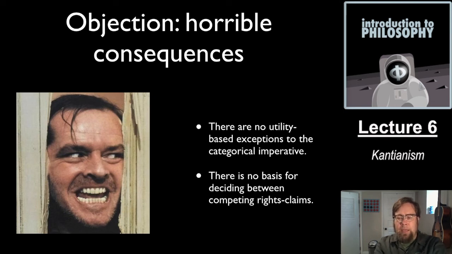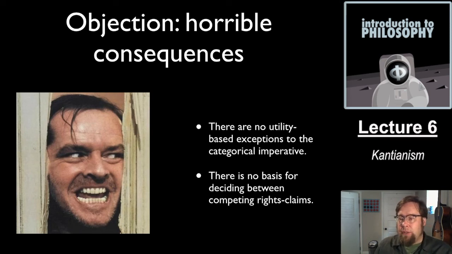And here's an example in which there are people with competing rights claims. The cops have a right. Your friend has a right. Now, how do you decide which right to respect? This criticism says that the categorical imperative doesn't give you any basis, any way to decide between competing rights claims, where maybe utilitarianism does a better job on this.